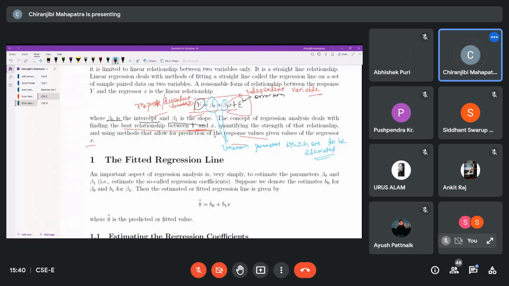Okay, which are to be estimated. An important aspect of regression analysis is to estimate the parameters beta 1, beta 2. So we use the least square method in order to estimate these parameters. After estimating, we write it as y hat. Why y hat? The estimated value of y.